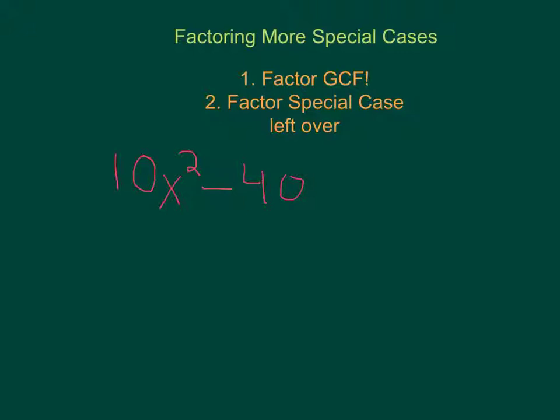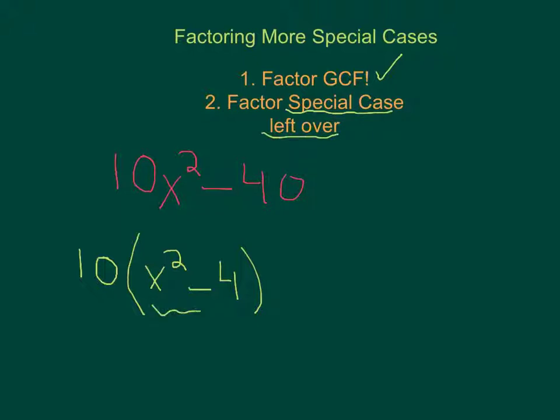So you first want to look, what is the greatest common factor between your terms? And let's see, they both have 10. So we're going to take a 10 out of each one and then divide each term by 10. So 10x squared divided by 10 is just x squared. And then minus 40 divided by 10 is 4. So we completed the first step. We factored by GCF, but we still have to factor the special case that's left over.